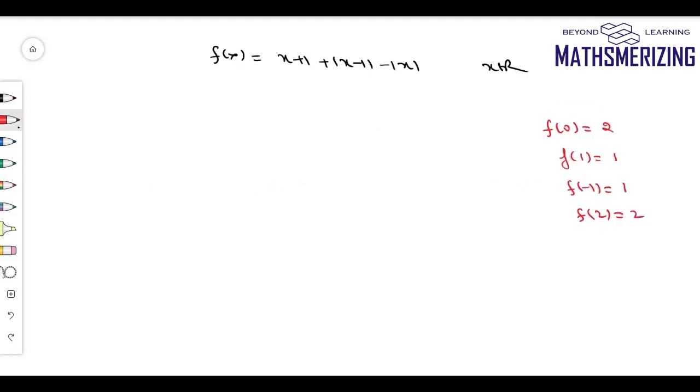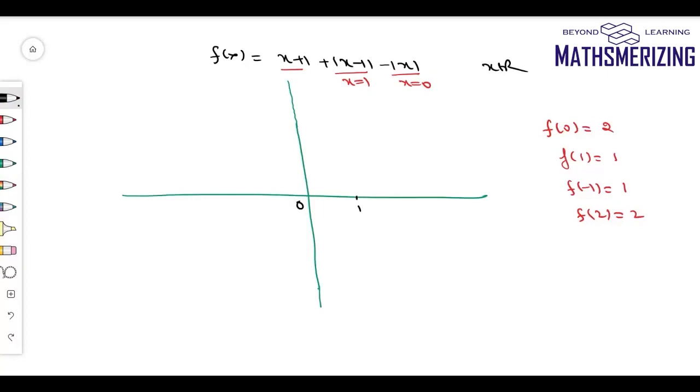So suppose the function f(x) is mod x plus 1 plus mod x minus 1 minus mod x. Now for mod x minus 1, the definition changes at 1. And for mod x, the definition changes at 0. Now I'll draw the x-axis and mark these two points. I'll find the value at 0. When x is 0, y is 2. So I'll mark the point. When x is 1, y is 1. So now I'll join these two points.